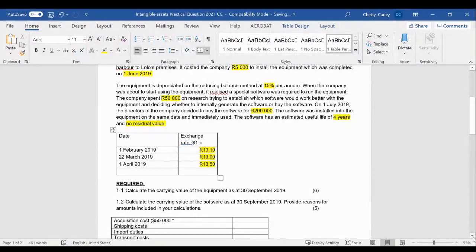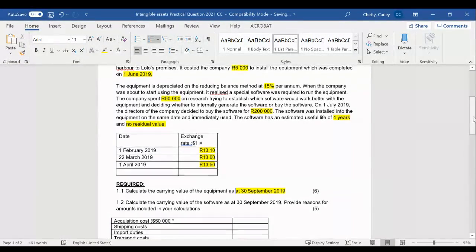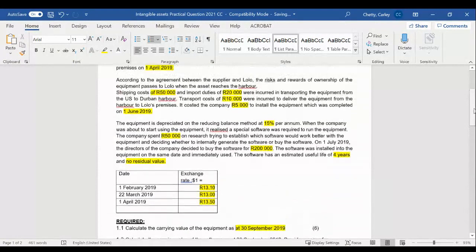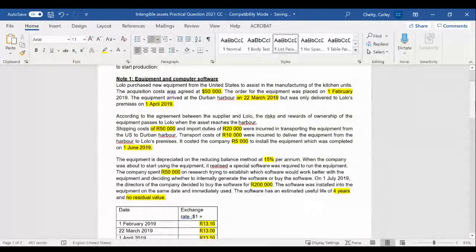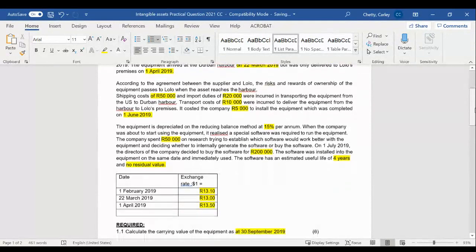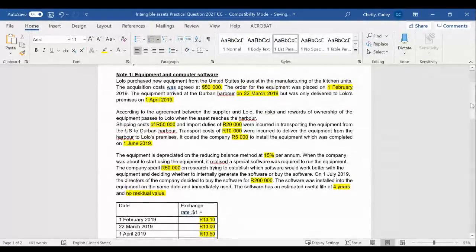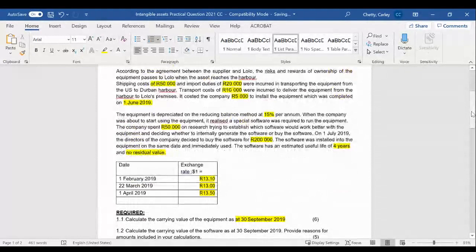The first required says calculate the carrying value of the equipment at 30 September 2019. So how are we going to calculate the carrying amount? Let's go to the start here. It says the acquisition cost was agreed at $50,000. So can we record this asset at $50,000 in our books?